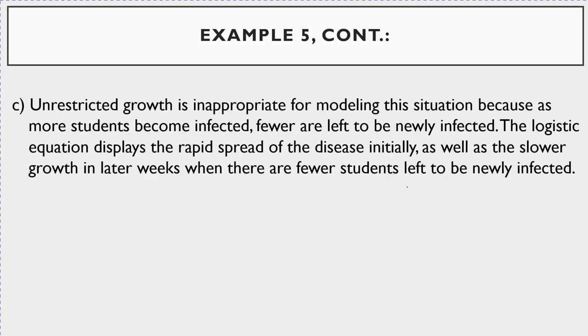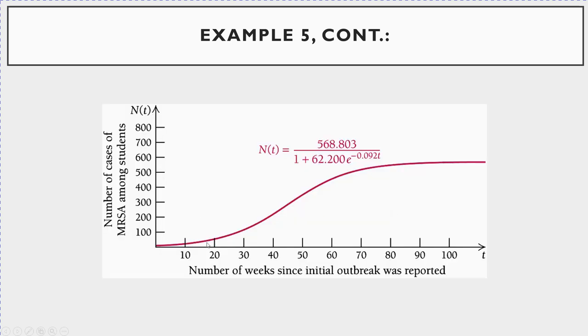And then finally, unrestricted growth is inappropriate for modeling the situation because as more students become infected, fewer students are left to be newly infected. The logistic equation displays the rapid spread of the disease initially, as well as the slower growth in later weeks when there are fewer students left to be newly infected. That's what's going on. And if you were to plug this into your graphing calculator, this is what the equation looks like. It looks like some people are starting to get sick, and then whoa, there's a big breakout. And then after a while, it's going to slow down because there are not that many new people to get infected.